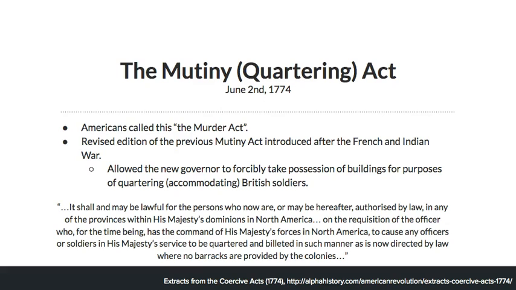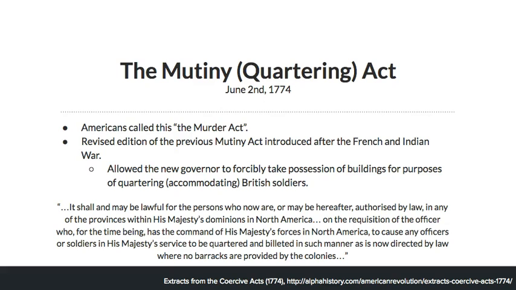Sorry, I've just noticed that that first dot point isn't correct. Ignore the first dot point, go to the second dot point. The revised edition of the Mutiny Act pretty much introduced the idea that the new governor, Thomas Gage, could forcibly take possession of buildings in Boston for the sake of accommodating British soldiers.